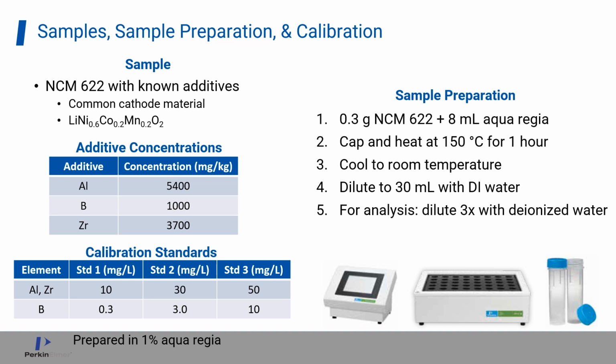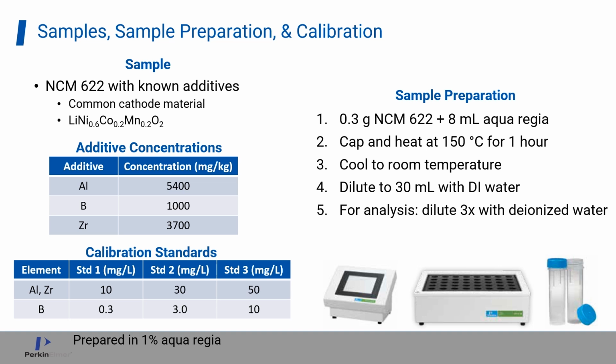The sample preparation involves taking 0.3 grams of the NCM622 and adding it to 8 mL of aqua regia. The vials are then capped and heated at 150 degrees for 1 hour in a graphite digestion block. The sample is then cooled to room temperature and diluted to 30 milliliters with deionized water. For analysis, the sample is diluted an extra 3 times for a total of 100x dilution.